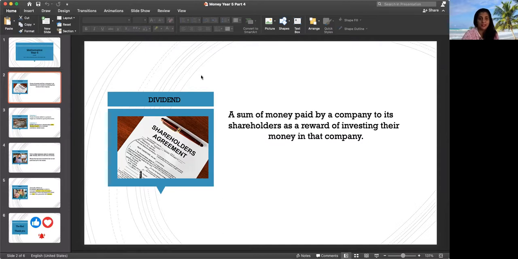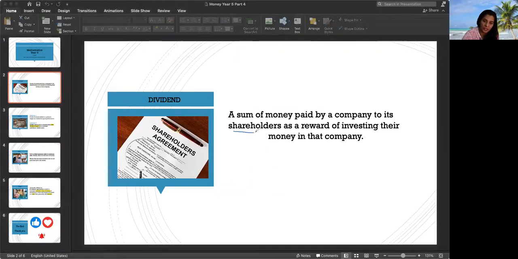Before we can understand what is a dividend, you should understand the idea of shares. What are shares, or who are shareholders? Let's say you have a certain amount of money and you choose to invest this money in a company. Let's say you want to invest in Apple. Apple is a very famous company. So you go to the share market and you buy Apple shares.